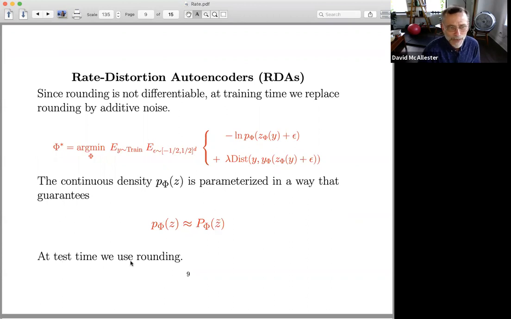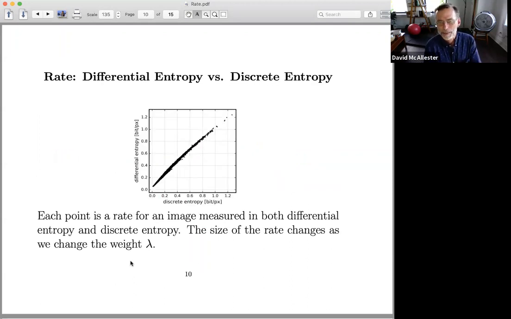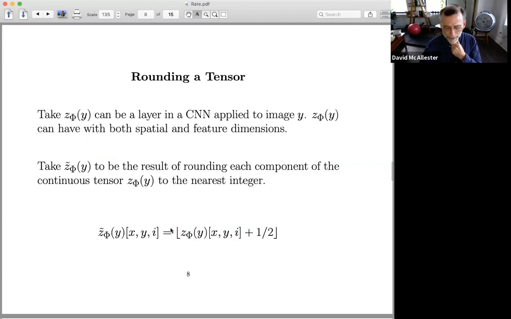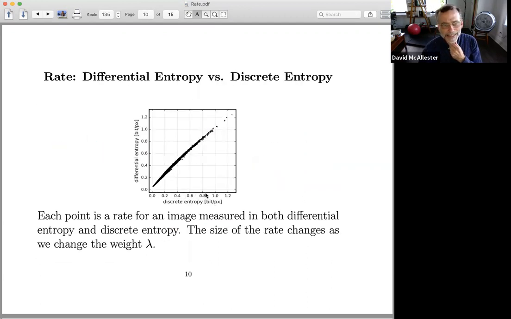Now at test time, we're actually going to use rounding. So this is viewed in this paper as a trick to approximate the rounding by a differentiable function so that we can actually optimize the rounding. And they show that this approximation is good, is accurate. So what this is looking at is the difference between the differential entropy and the discrete entropy. It's the difference between negative log probability of this and negative log probability of this, right? So they're saying that this equality is going to hold, and this is empirical now. Now, what this axis corresponds to is different values of the trade-off parameter.